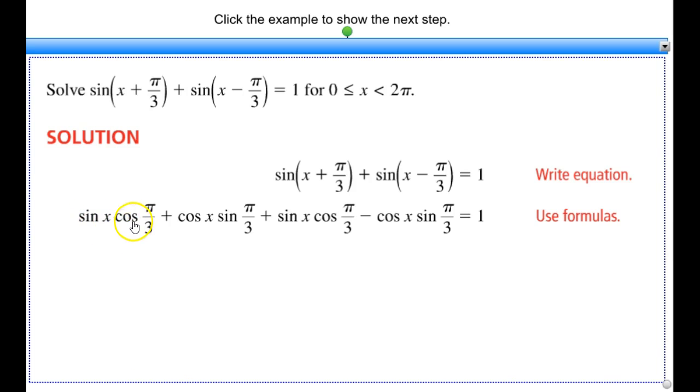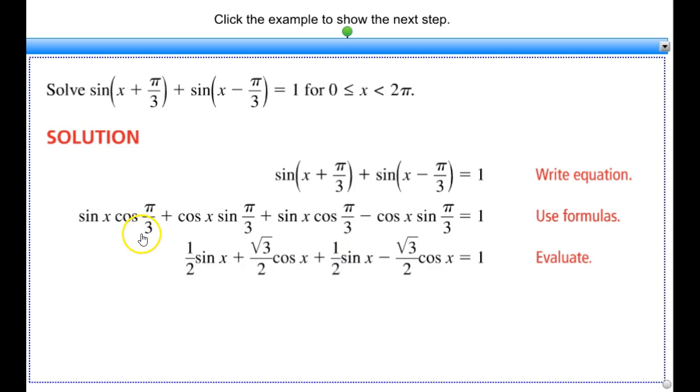So I've got sine of x cosine of pi over 3 plus cosine x sine of pi over 3 plus sine x cosine pi over 3 minus cosine x sine pi over 3. These are just the sum and difference formulas for sine. Now I can evaluate and simplify the things that I know. I know that the cosine of pi over 3 is 1/2, and I can evaluate the pieces on my unit circle. Then I simplify further.